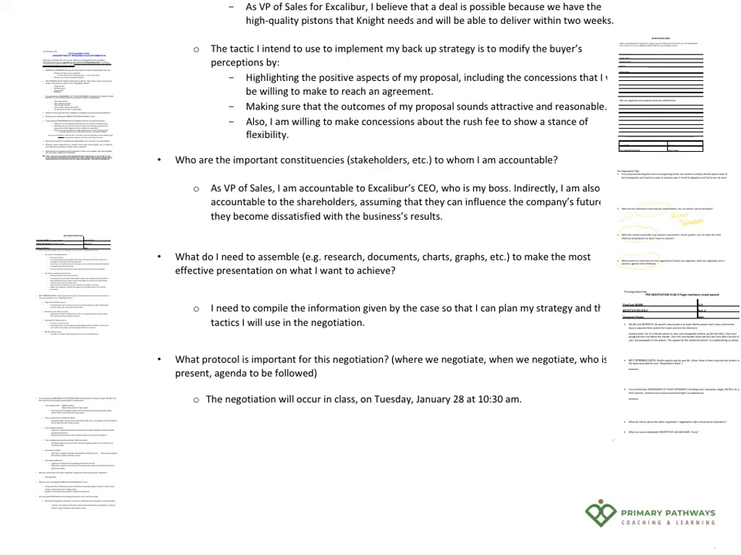Who are the important constituencies, stakeholders, and so on? She replies as a VP of sales, and she explains she's accountable to the CEO, and she pulls out any other information that comes up in the case, and may involve a little speculation, but really sticking close to the case. Then, what do I need to assemble? I need to compile the information given by the case, so I can plan my strategy, and so on. And then she says, what protocol? The negotiation will occur in class on this particular date, and that's really the end of it.